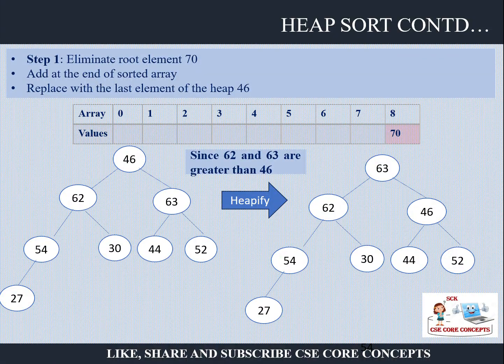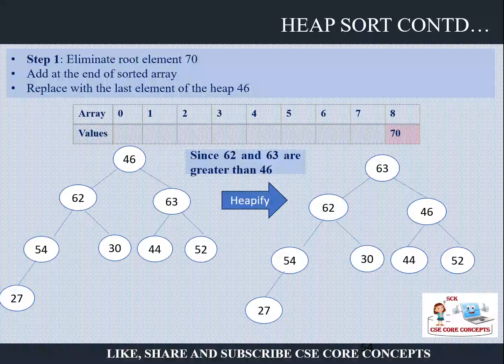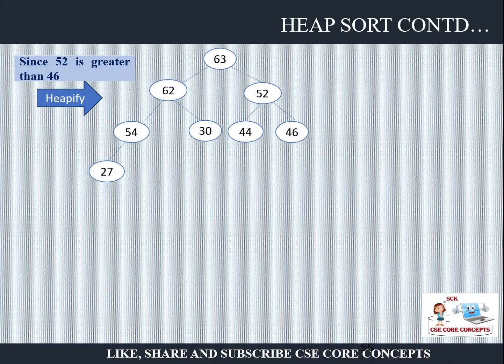So you can see on the right hand side 63 becomes the root node and then comes your 46 on my right hand side because I swapped them. Still, this tree is not completely a max heap, because if you look at the right subtree from 46, 52 is higher than 46. That means although 46 is the root node, it has a smaller value than 52. So again I need to heapify, where I am going to swap the positions of 52 and 46. Right. So now I get a max heap.